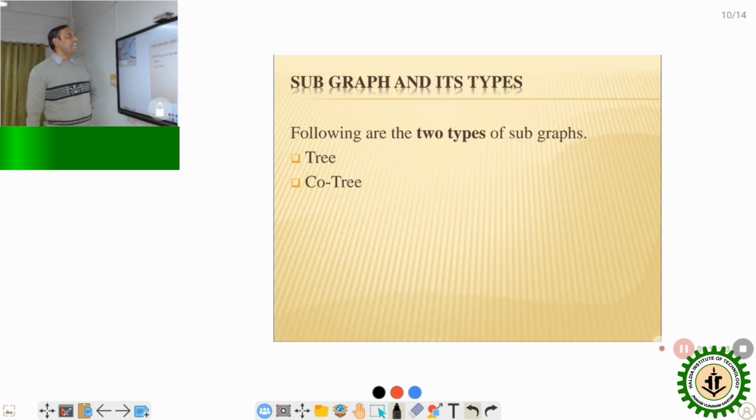Now, subgraph and its types. So what is a subgraph? A subgraph is nothing but a part of a graph. So whenever we are considering a part of a graph, then it is called a subgraph. Now how many types of subgraphs are basically there? Basically two types of subgraphs are there. One type is known as tree and another type is known as co-tree. So tree and co-tree both are nothing but subgraphs, and a subgraph is nothing but the part of a graph.